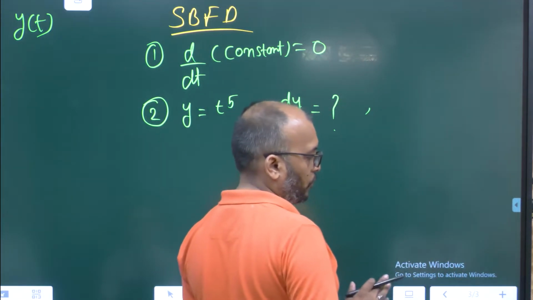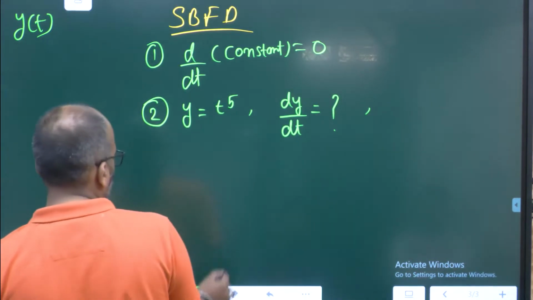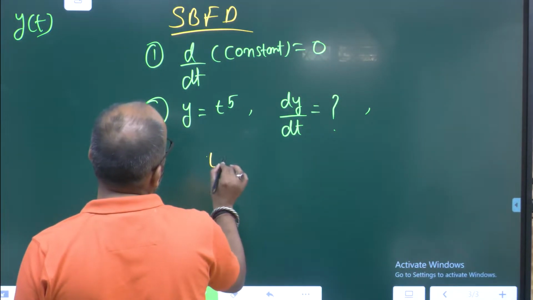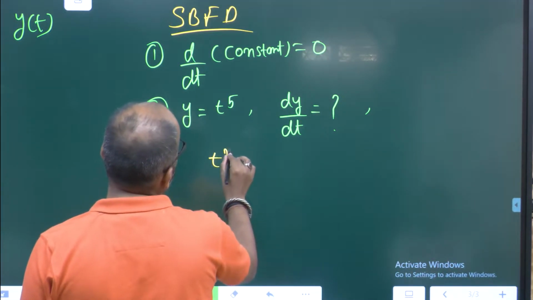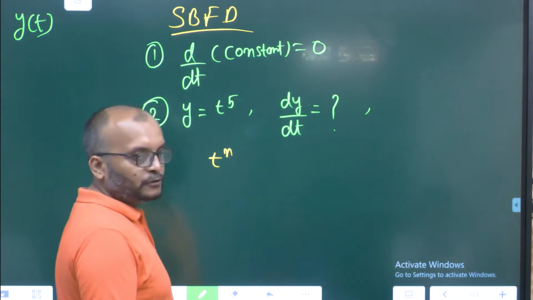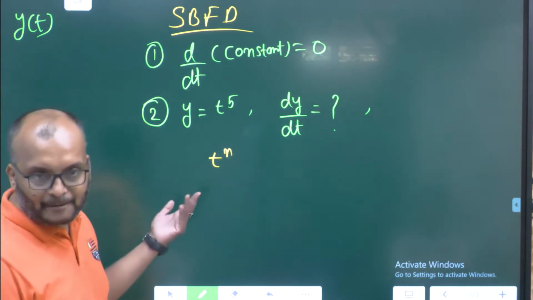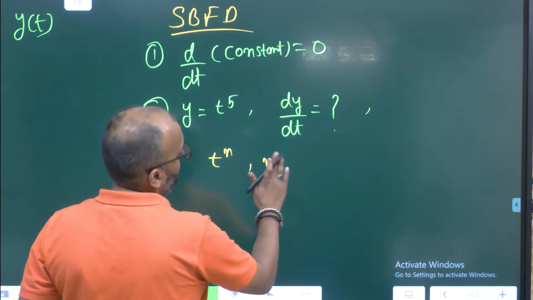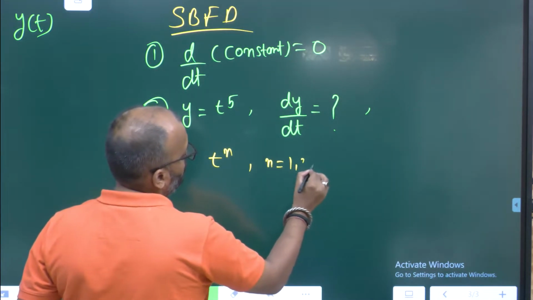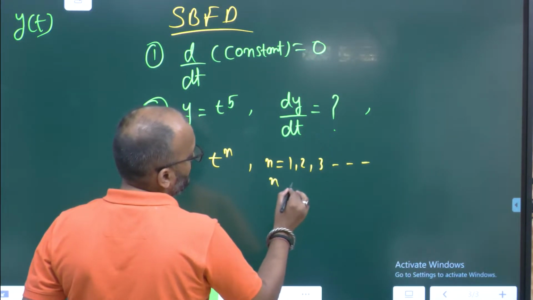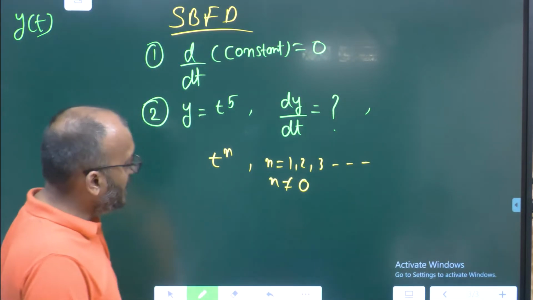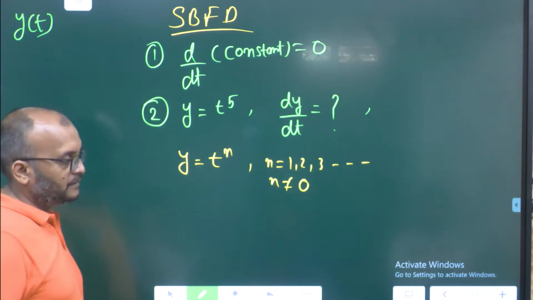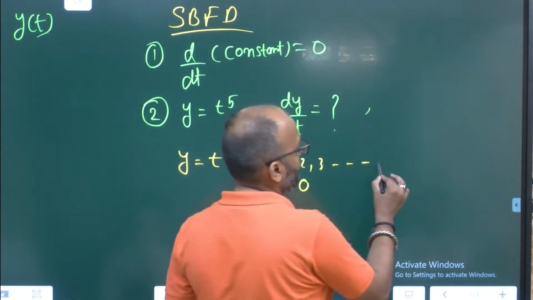This is of the form, please now note down the form, t to the power n. Okay, t to the power n, where n is any number other than 0. So n can be anything: 1, 2, 3, and so on, but it cannot be 0. And what is t? T is a variable. So y is equal to t to the power n. How to differentiate it? First we will write dy upon dt.